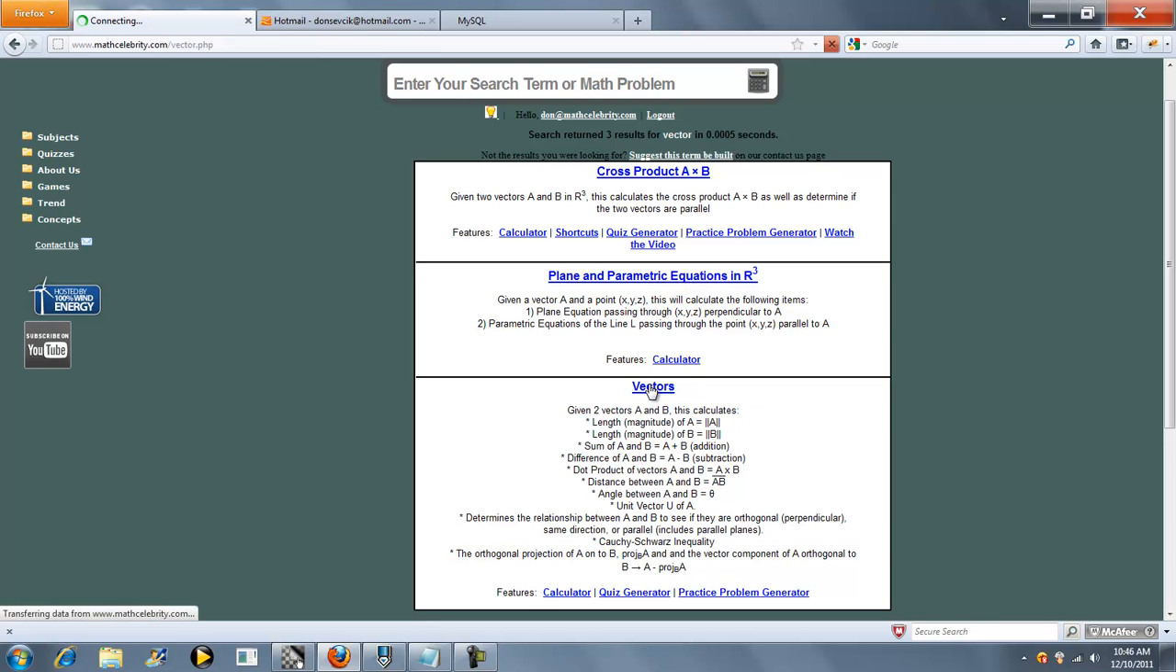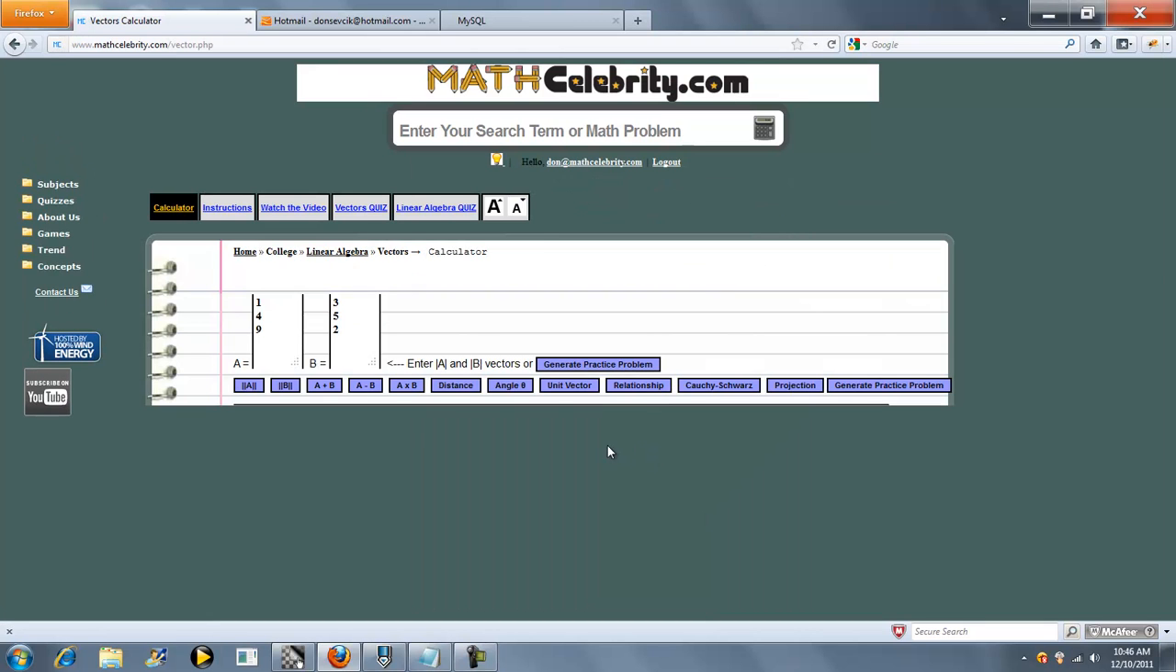We click the vectors link. Here's the calculator. So here's how you enter your vectors. You enter one item per line, and then the return key, and then the next item in the vector. So for this particular calculation we're going to run two vectors, 1, 4, 9, and 3, 5, 2. And you can press any of these buttons. So we'll go through each one by one to give you an idea of the functionality.